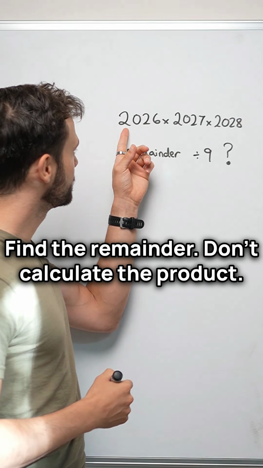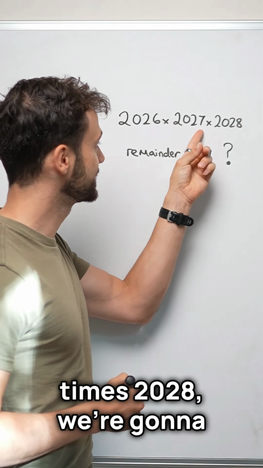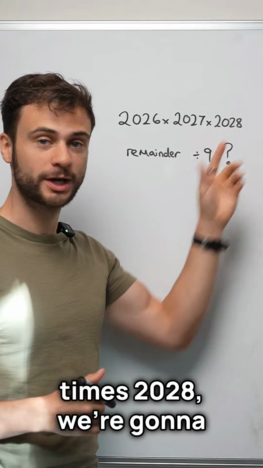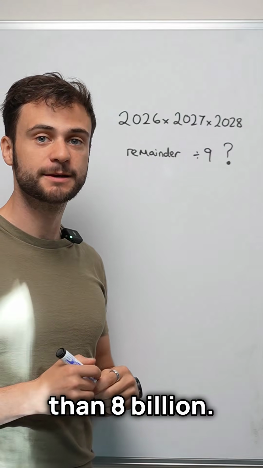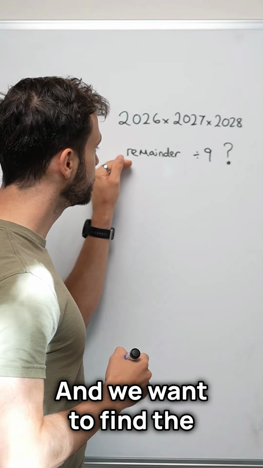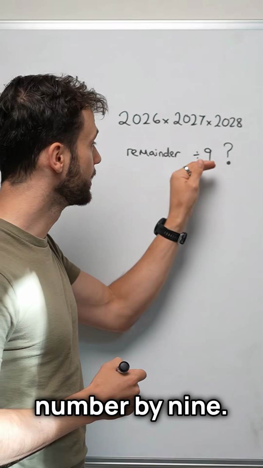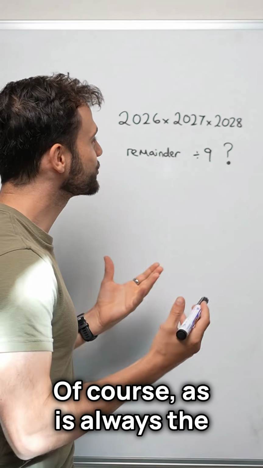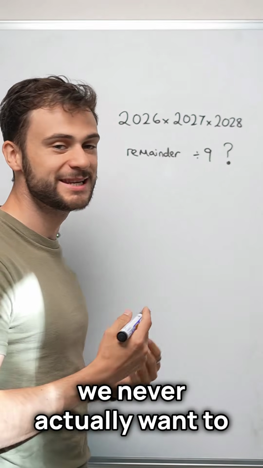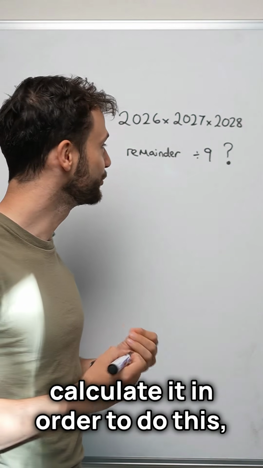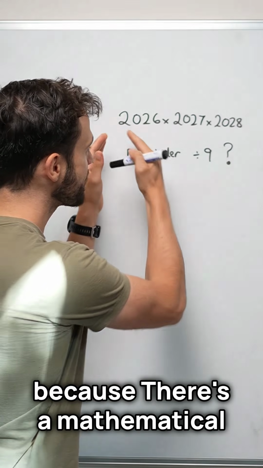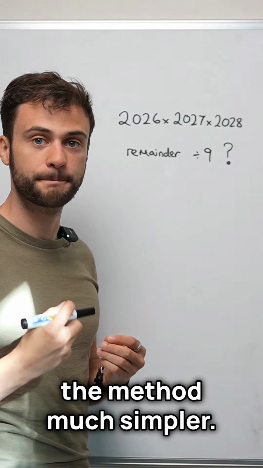If you compute 2026 times 2027 times 2028, we're going to get a number that's greater than 8 billion. And we want to find the remainder when we divide that number by 9. Of course, as is always the case with big calculations, we never actually want to calculate it in order to do this because there's a mathematical structure that makes the method much simpler.